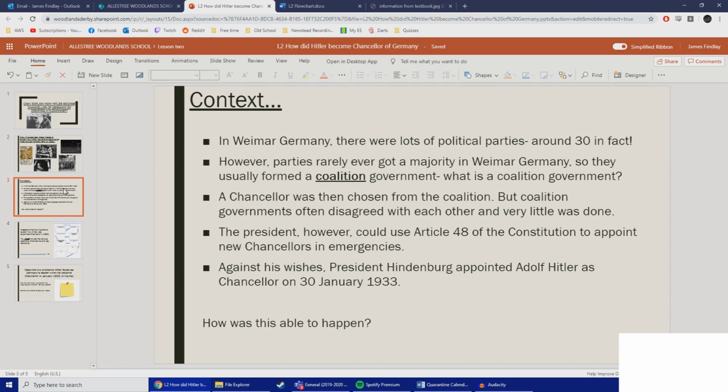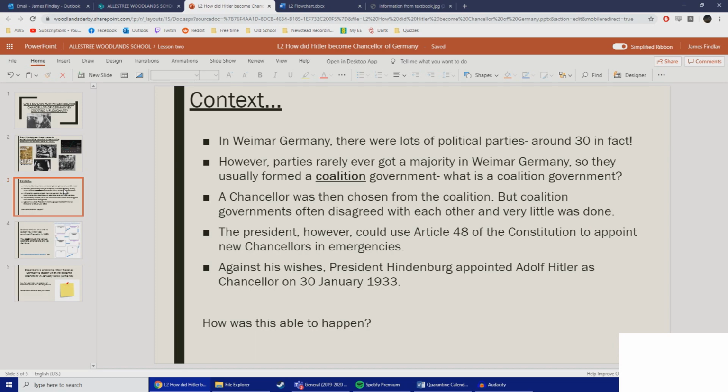However, this works really, really well for lots of different policies and lots of things that the Nazi Party would have wanted to put in, and lots of other things that other parties would have wanted to put in. But this rarely ever happened. And instead, you got a coalition government. And this means that you would have to side with another party that might have similar views or might have totally different views.